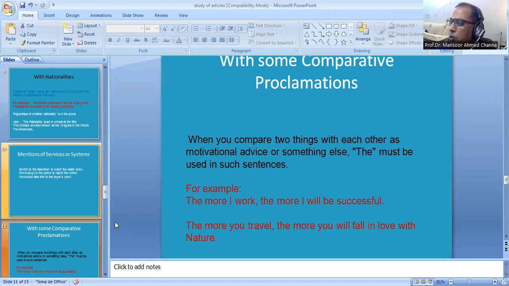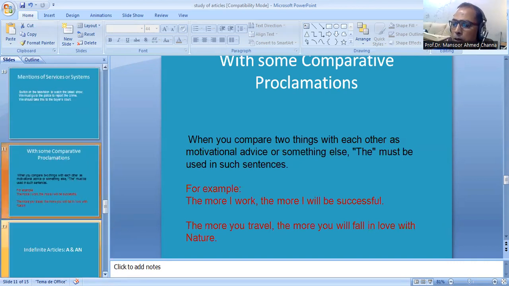When you compare two things with each other, a motivational advice or something else, the must be used in such sentences. For example, the more I work, the more I will be successful. Second, the more you travel, the more you will fall in love with nature.